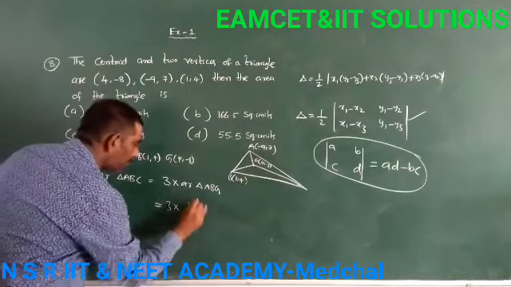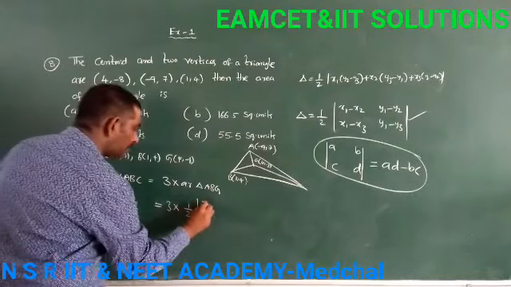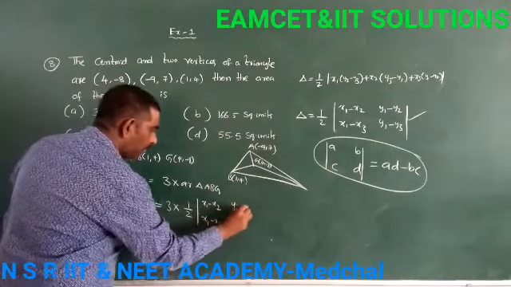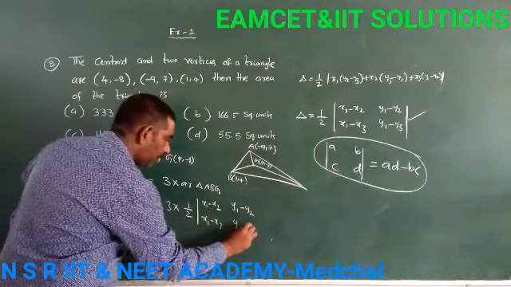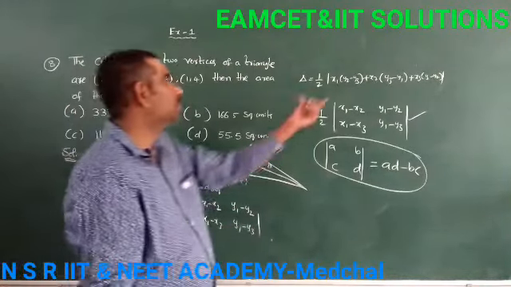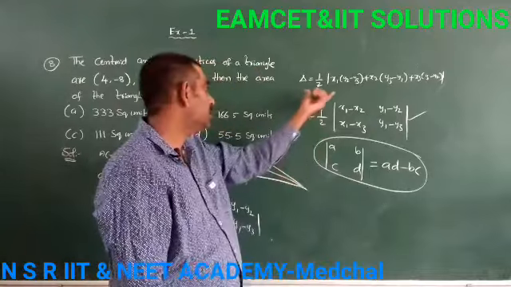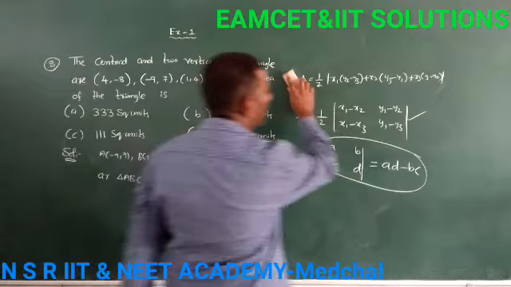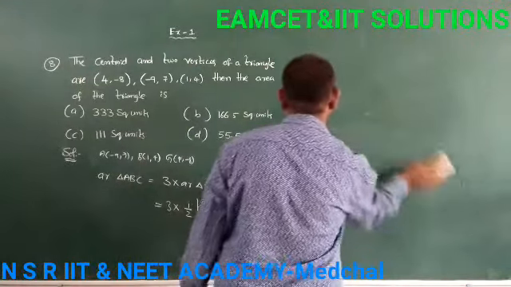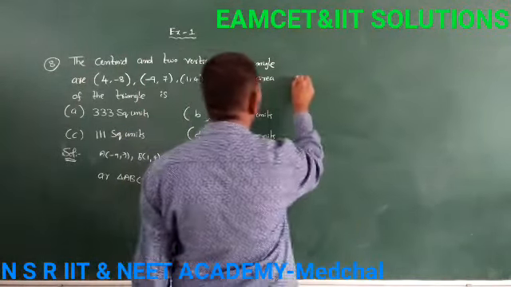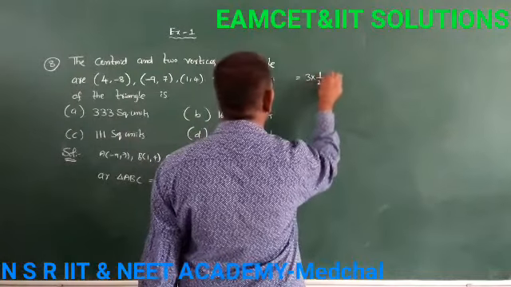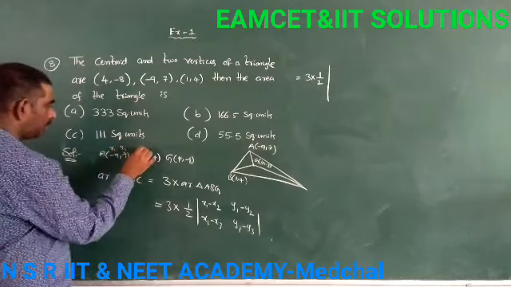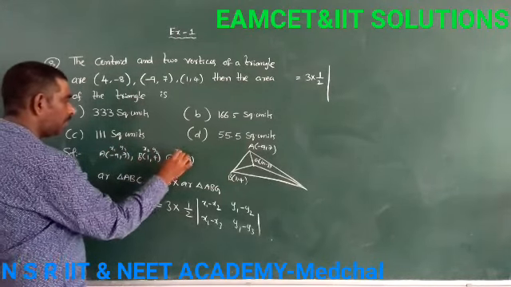So half mod of the determinant x1 minus x2, x1 minus x3, y1 minus y2, y1 minus y3. Use the other formula also, we get the same answer, but it's a very lengthy process. That's why I am using this formula. So substitute the values in that formula. So we get 3 into 1 by 2 mod. So what are the values of x1, y1, x2, y2, x3, y3.